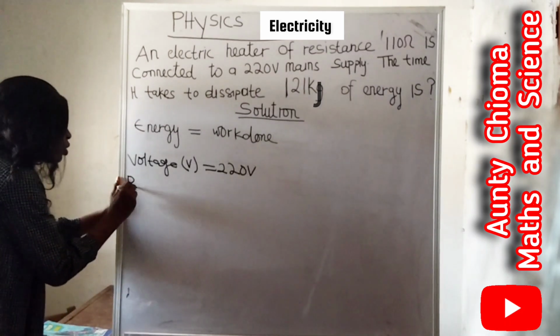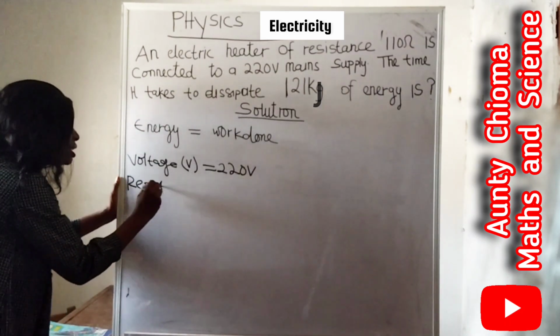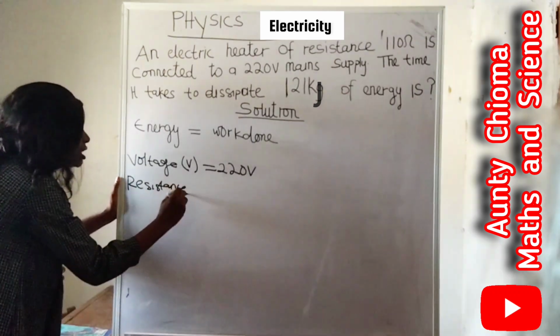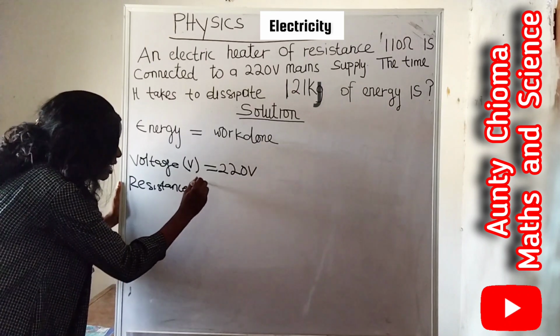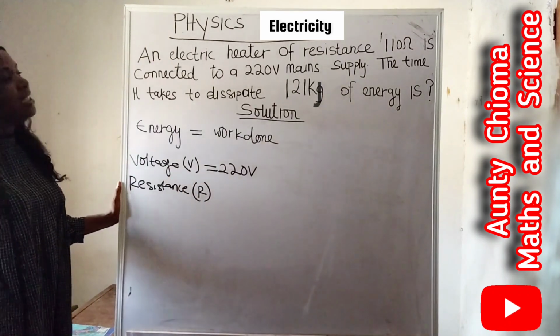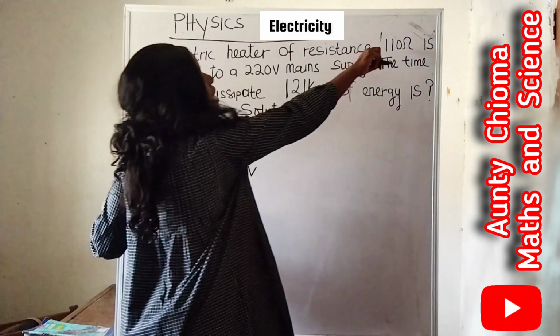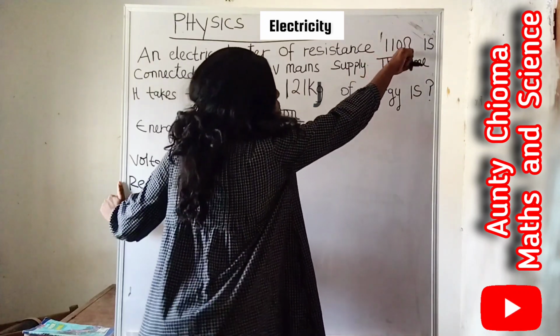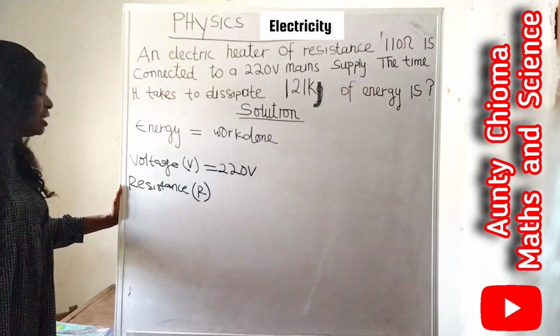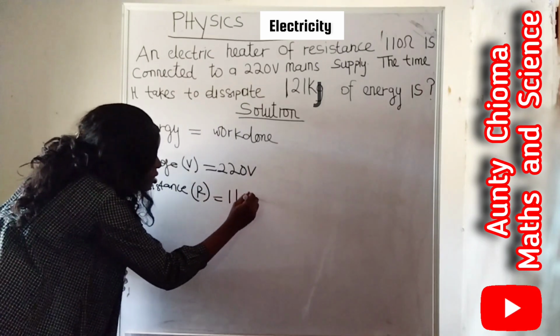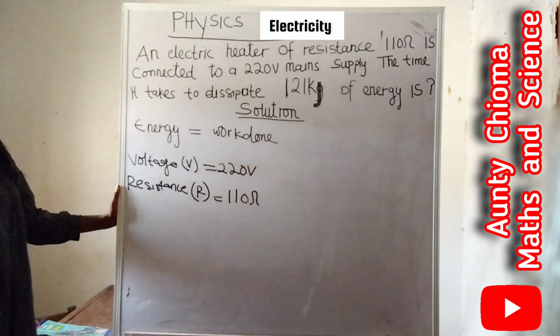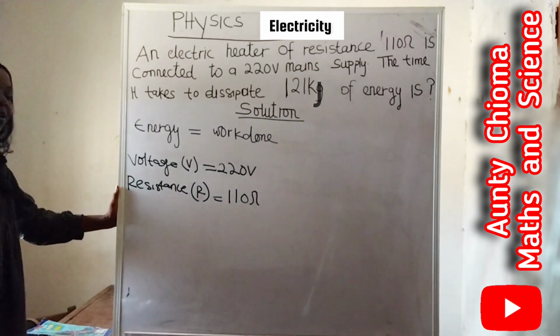Yes. Another parameter that does work in electric circuit is the resistance. The resistance, which we also call load. Resistance, which resists the flow of current in a circuit. It's denoted by R. Yes. Do they give us? Yes, they give us 110 ohms. Resistance is measured in ohm. So we have 110 ohms.